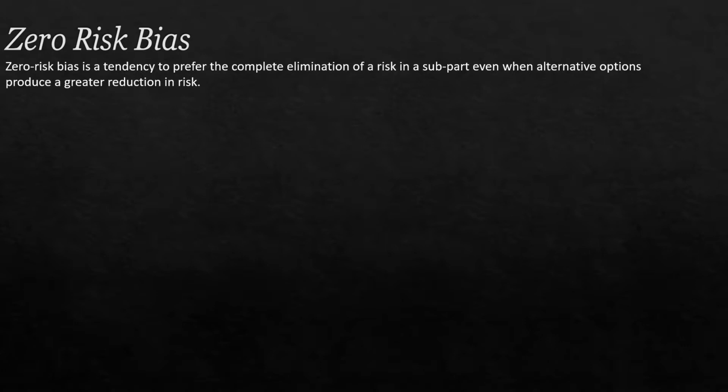Next we have the zero risk bias, and it is defined as a tendency to prefer the complete elimination of a risk in a subpart even when the alternative options produce a greater reduction in risk. One of the best examples for this bias that I could think of is the general investment in the military or the Air Force or the Navy that all the countries do.